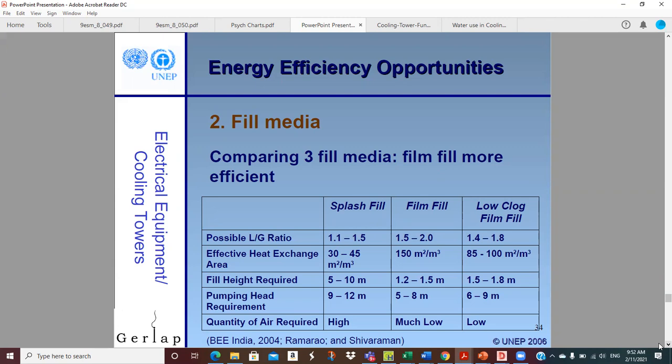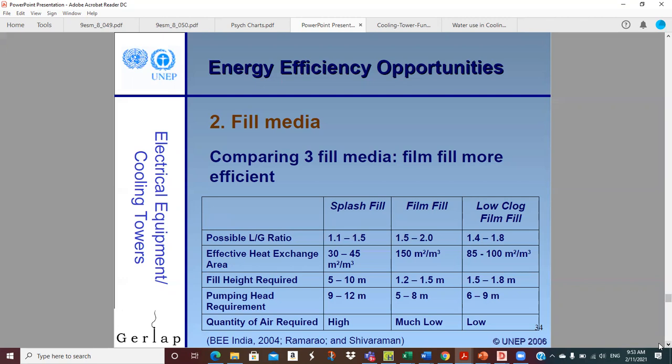Okay, looking at the splash fill and the film fill, you look at the difference in effective area per meters cubed. It goes from 30 to 45 up to 150. Wow, being able to make all that complex geometry of the film fill compared to just the simple splash bars is pretty remarkable. So we don't need nearly the height, and we get reduced pumping head because we don't have to lift it so high in the air, and we require much less airflow, so we can have a smaller fan. So that's all pretty good.